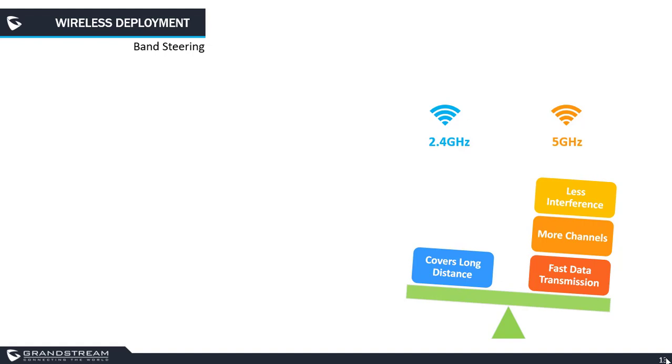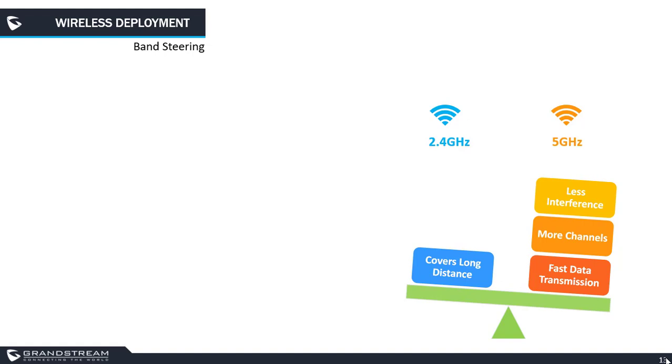Besides these basic differences between 2.4 and 5 gigahertz, there are other factors that might determine which band your devices should utilize. For example, if you have mobile devices that move around a lot over a large area with fewer access points, you might want to use 2.4 because of the long distance coverage it provides, and because the 2.4 gigahertz frequency can penetrate solid objects more easily than the 5 gigahertz band.